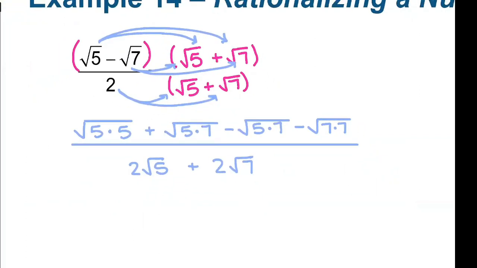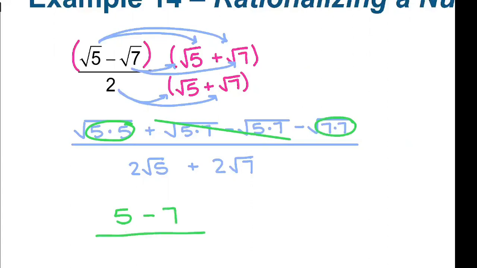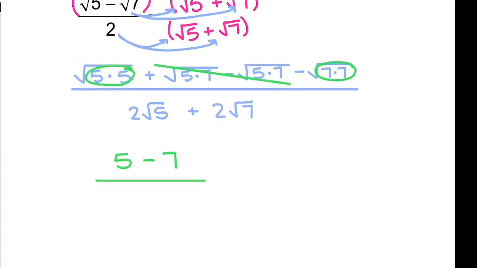From here, you're going to realize that on the top, those middle terms have opposite signs, but the same numbers underneath the radicals that are being multiplied, so they cancel each other out. The first radical, you have 5 times 5, that's a pair, so that's just 5. Your sign in front of the square root of 7 times 7 is negative. Again, that's a pair, so that's just 7. You're going to keep this all over 2 square root 5 plus 2 square root 7.